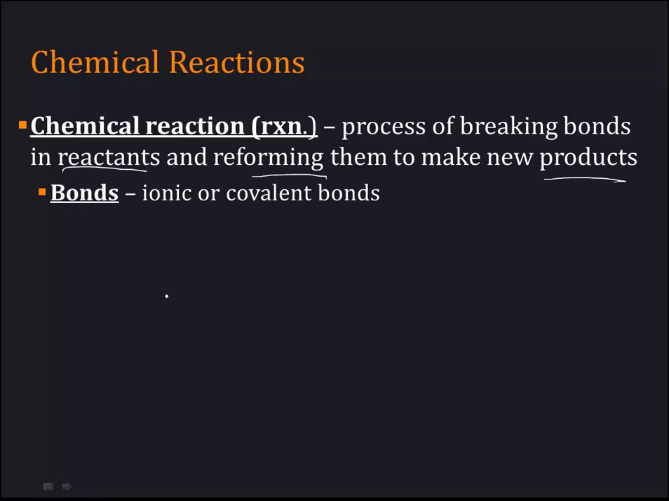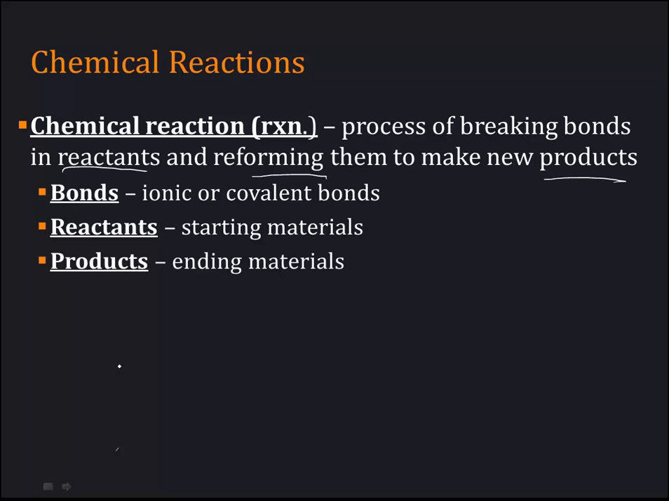The bonds are ionic or covalent bonds, just like we got done studying. Reactants and products, so the reactants are the things we start with. Products are the things we end with. So reactants react to produce products. Reactants react. They produce products. Okay?